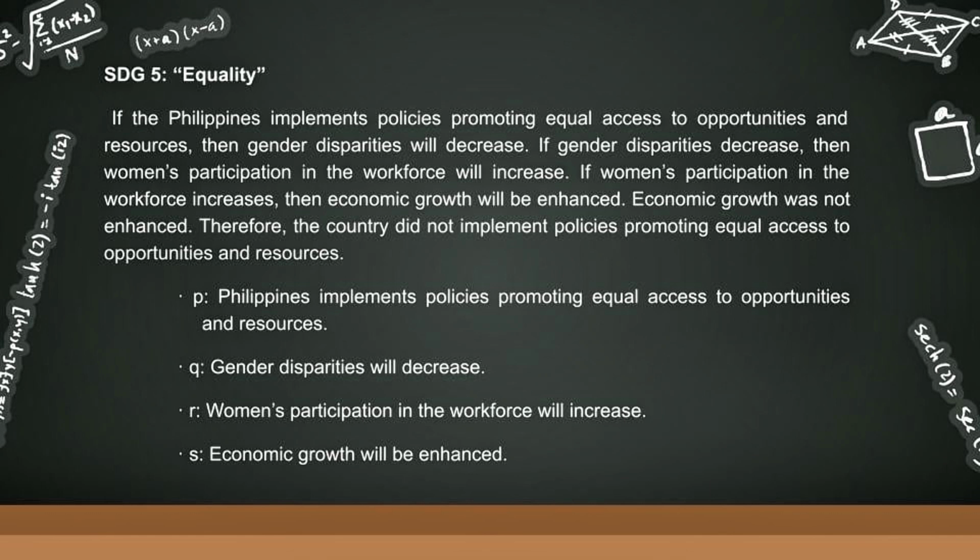So we have 4 propositions out of the statement. Then these propositions are P, Q, R, and S. So P, Philippines implements policies promoting equal access to opportunities and resources. Q, gender disparities will decrease. R, women's participation in the workforce will increase. And lastly, S, economic growth will be enhanced.